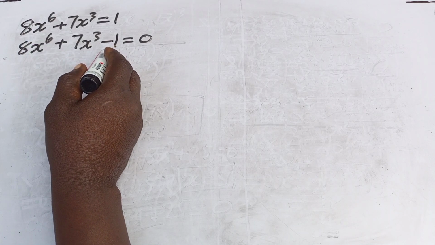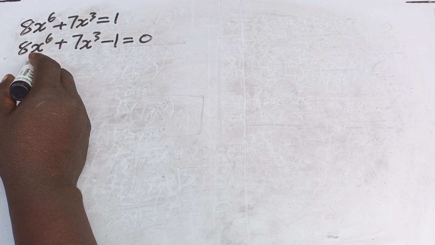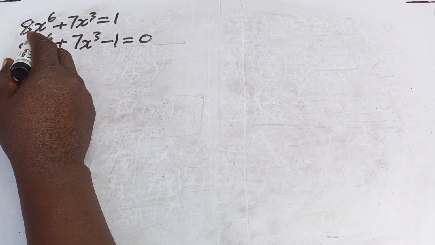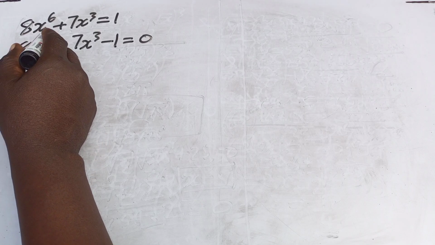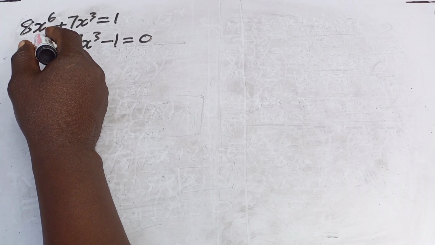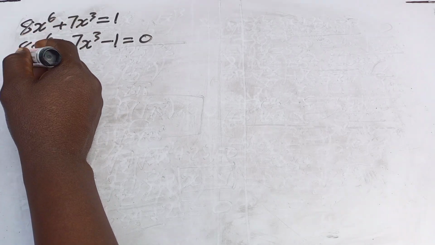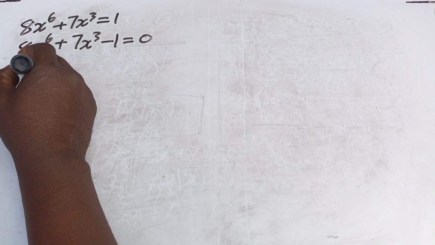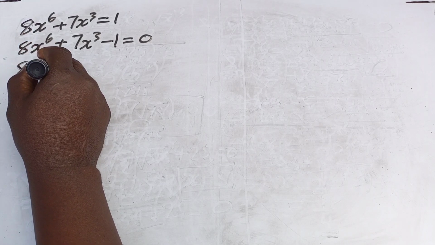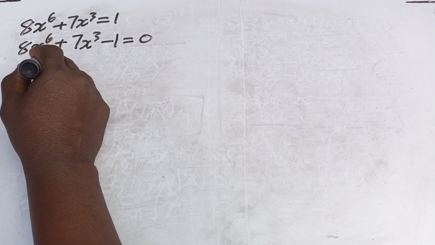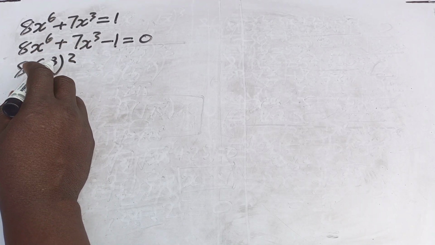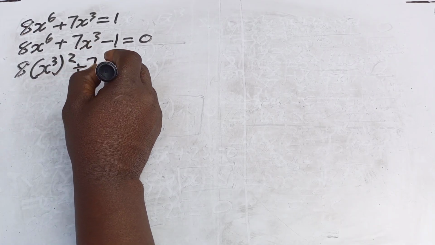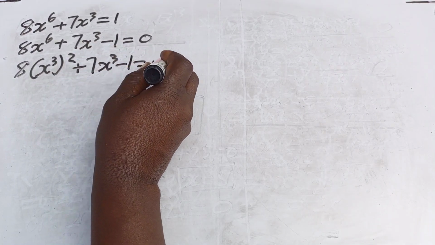Now, if you look at it carefully, we don't have to panic. The power 6 should not intimidate us, because power 3, power 6, there is a relation. We can just write this power 6 as power 3 multiplied to 2. So that we'll end up with a quadratic equation in terms of x cubed. Let's go ahead. So 8x cubed to the power 2. Remember, 3 times 2 is 6. Plus 7x cubed minus 1 equals 0.